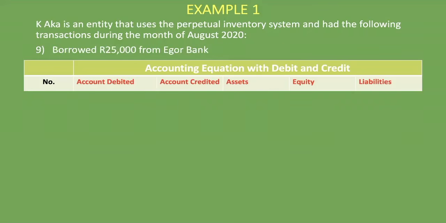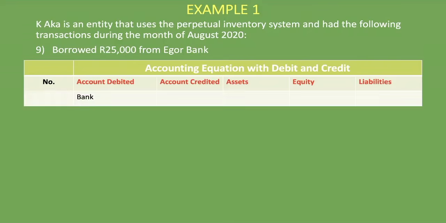The ninth one is borrowed 25,000 Rand from Egor Bank. Now, whenever we borrow money from the bank, we do not record it including the VAT because it's a loan that we're receiving from the bank. Usually the VAT is not applicable here. So money is coming into our bank, so that's the account that is debited. And then what other account do we have? Well, we have bank loan or loan payable, or you may also put it as long-term loan, still the same thing. So we put bank as the account debited, and we put as the account credited the bank loan.